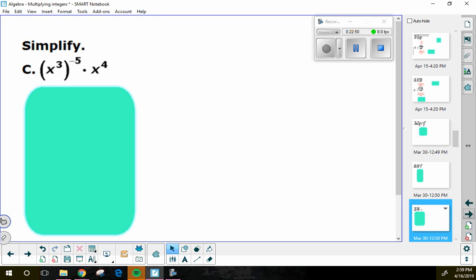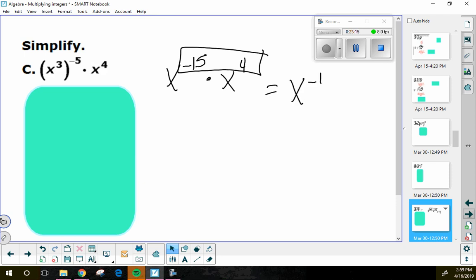I'm going to give you a little extra time on this one. It's our first one. All right, hold your boards up and let me see what you have. Okay, so this ends up being x to the negative 15 times x to the 4th. So I'm adding these exponents. What would I get if I added those? Negative 11 equals x to the negative 11, which is 1 over x to the 11th.